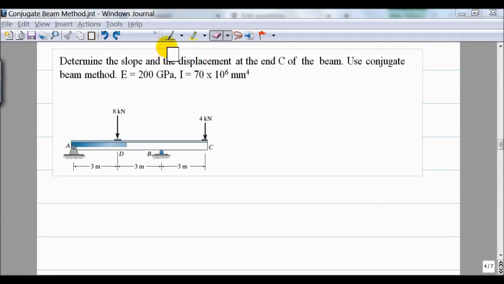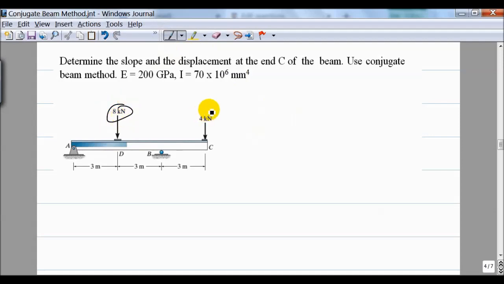Okay, now let's look at how we can solve a simple problem using the conjugate beam method. Here we have a beam which is loaded with an 8 kilonewton load here and a 4 kilonewton load here, and it has an E value of 200 gigapascal, that is Young's modulus, and a second moment of area of 17 × 10^6 millimeters to the power of 4.